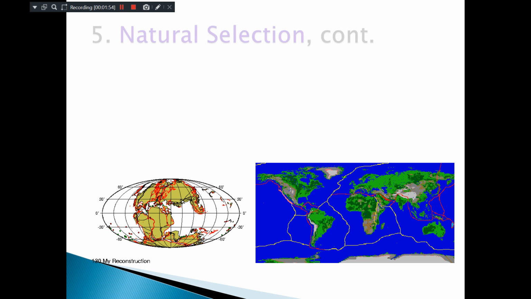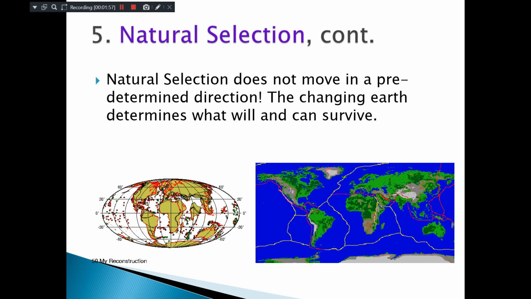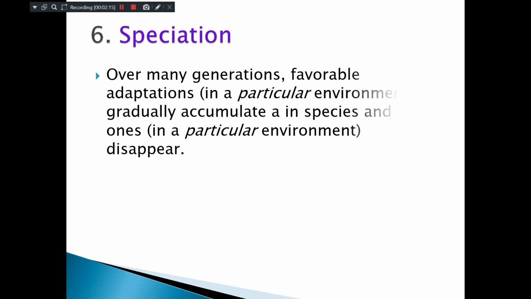And this natural selection ultimately leads to what is known as speciation, or the formation of a new species. These are the highlights of the Darwin Wallace concept, which is also popularly known as the theory of natural selection.